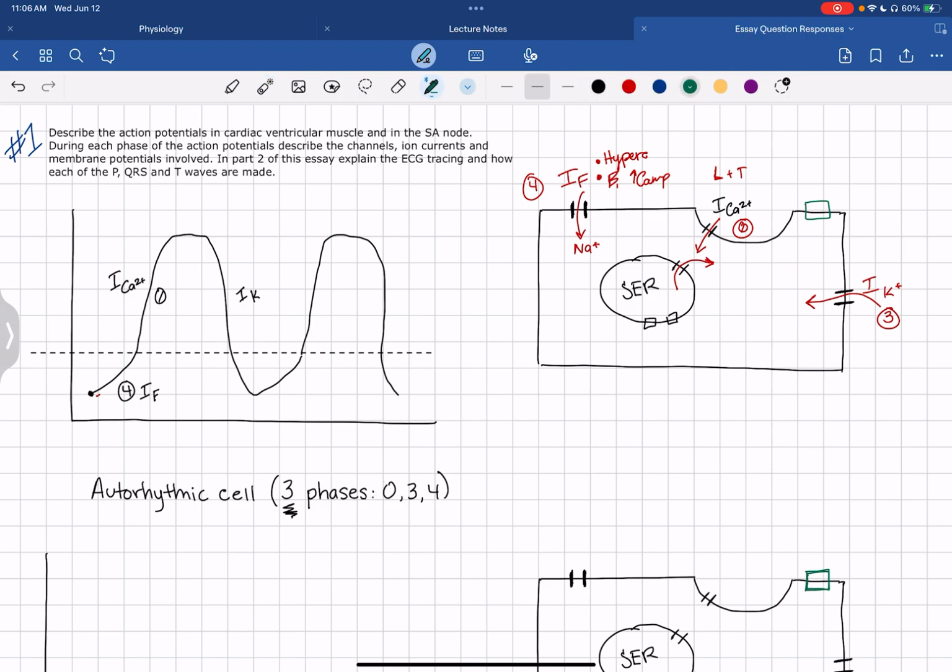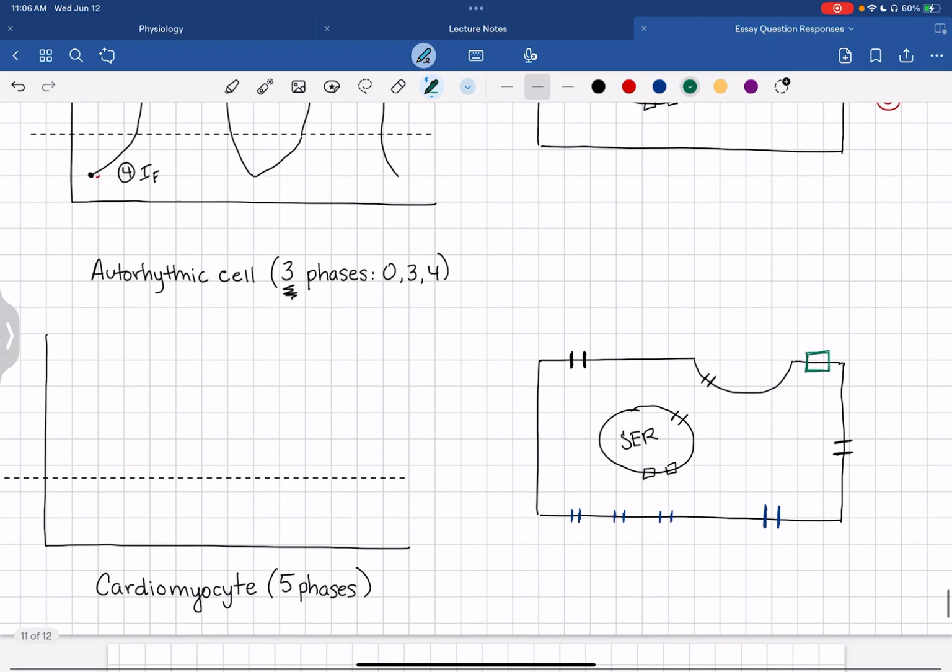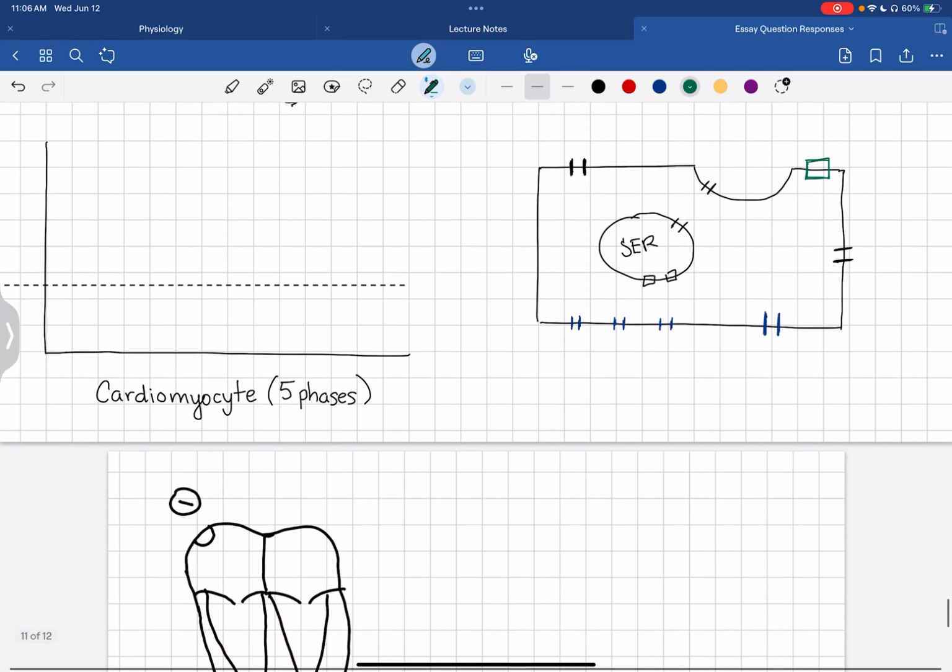Keeping in mind at all times, as long as there's oxygen, we have our sodium potassium pump functioning, pushing out sodium and pulling in potassium into the cell. This is always going on in the background. Now we have our cardiomyocyte.